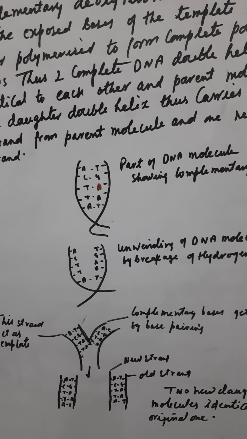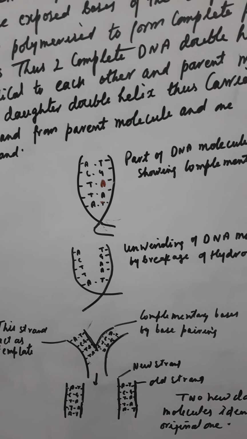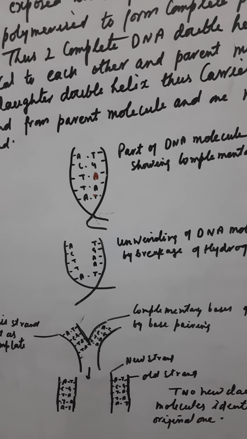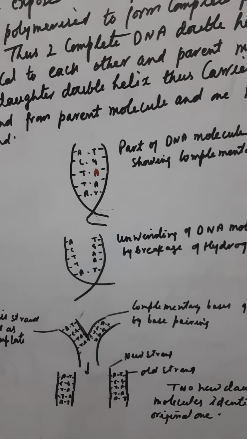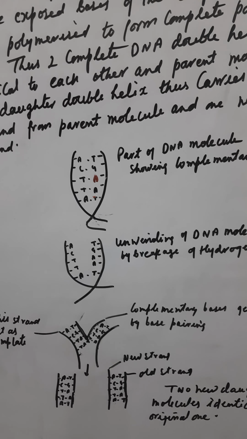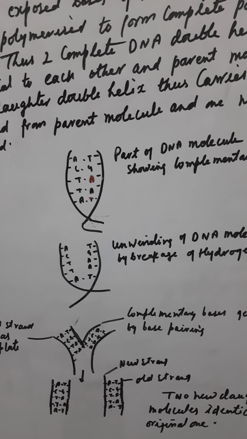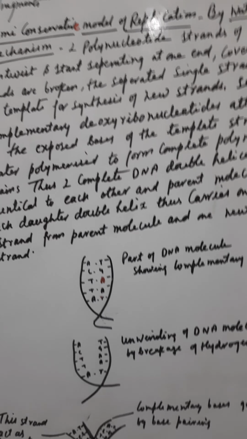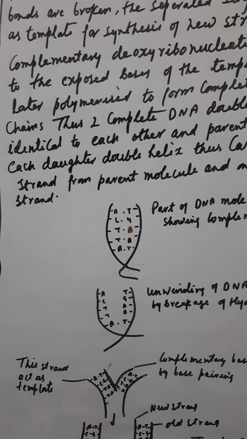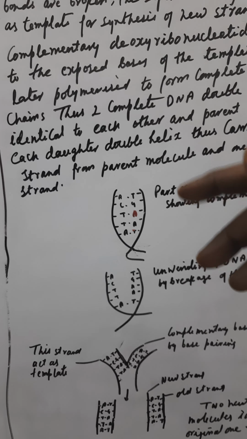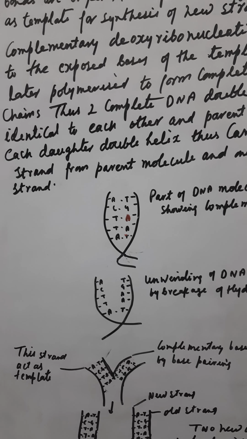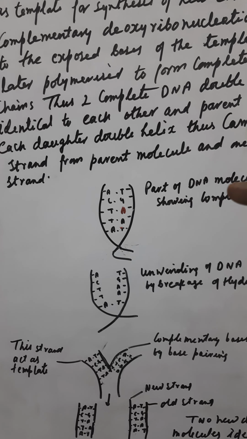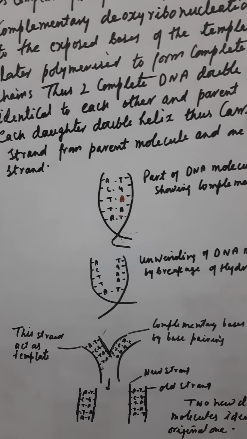formed, and this will be polymerized to form the complete polynucleotide: the deoxyribonucleotides attach themselves to the exposed bases of the template strand, and later they are polymerized to form the complete polynucleotide chain. And thus you may say that two complete DNA double helices are formed. They will be identical to each other as well as to the parent molecule.